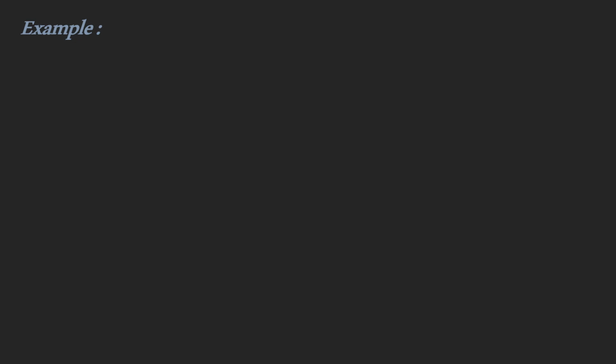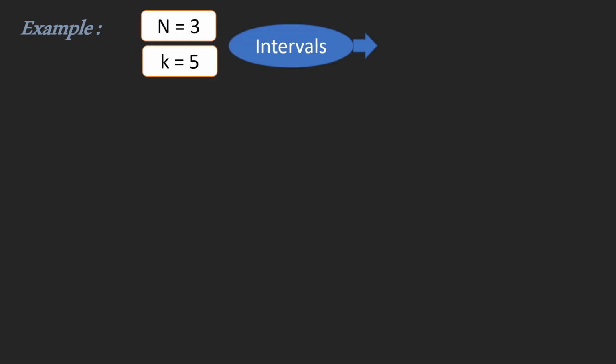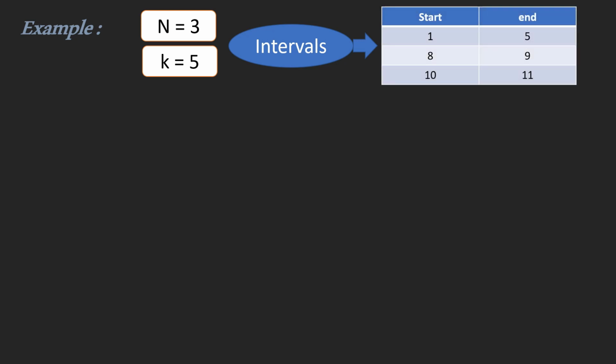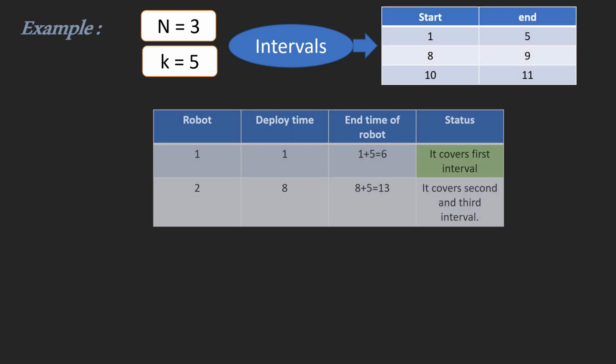The value of n is 3 and k is 5. The three harvesting intervals are as shown. Let's look at how the robot deployment will work. The first robot will be deployed at 1 and it will work till 1 plus 5, that is till 6. It will cover the first interval.